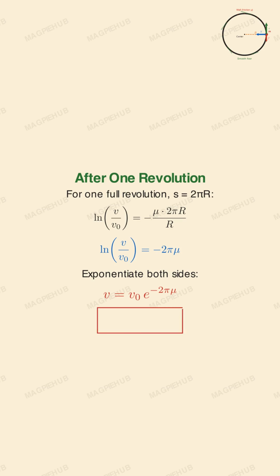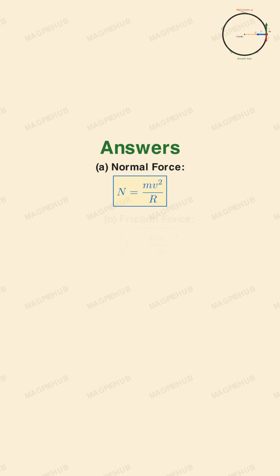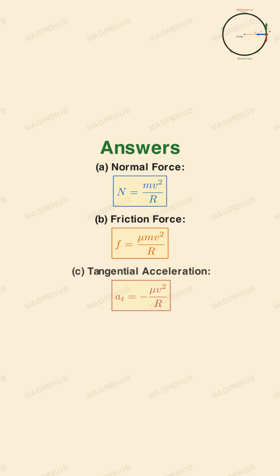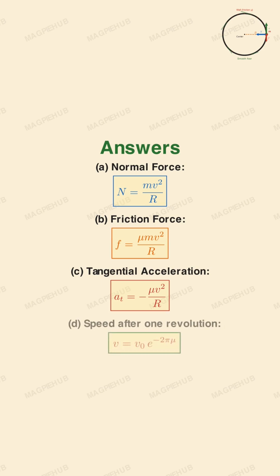A clean exponential decay. Here are all four answers. Part A, the normal force is N equals mv squared over r. Part B, friction force is mu mv squared over r. Part C, tangential acceleration is minus mu v squared over r. And part D, the speed after one complete revolution is v0 times e to the minus 2 pi mu. Notice how the radius r cancels in the final answer. The speed after one revolution depends only on the initial speed and the friction coefficient.